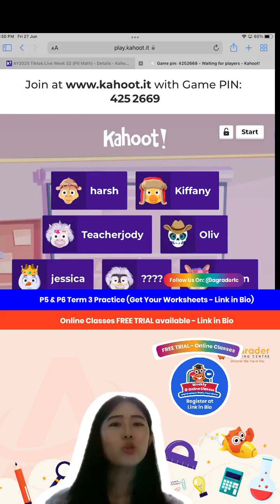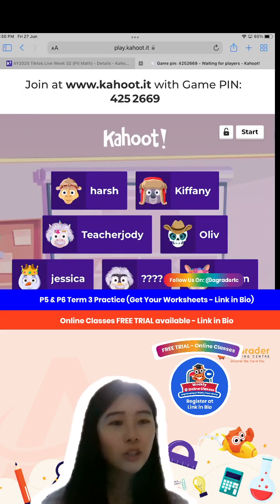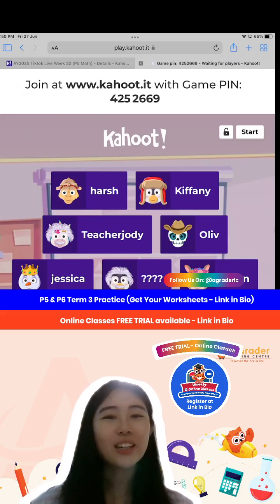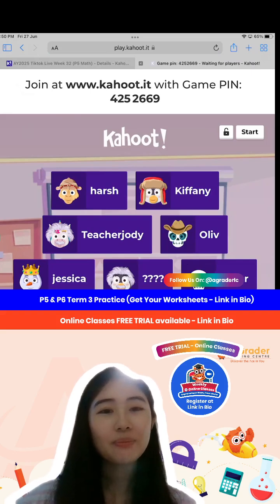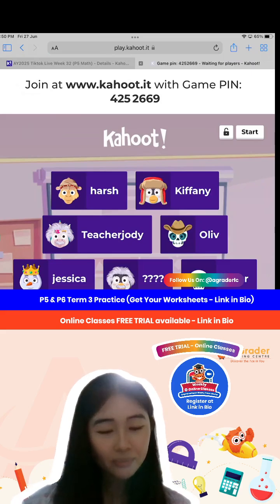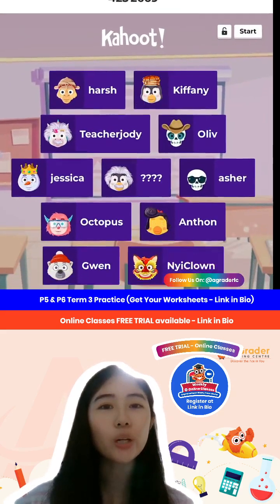Where got teacher Jody one? Who is teacher Jody? Teacher Jody is the science teacher, is it? Okay. Is that a unique QR code? It's a bit hard for me to show you the QR code on this page now.